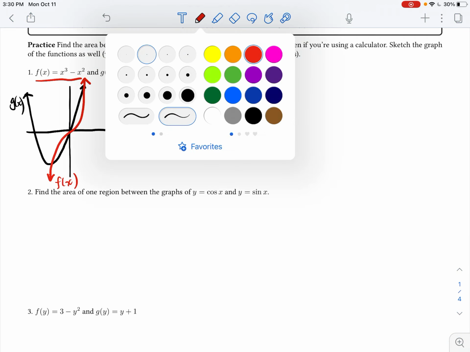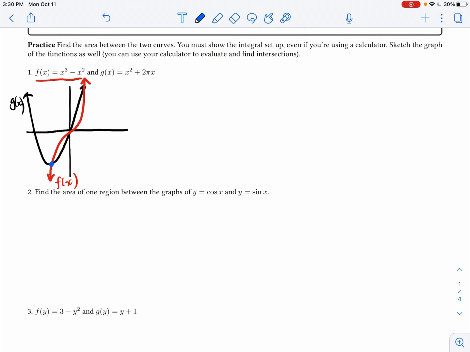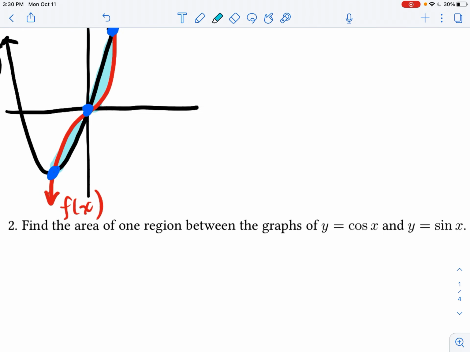So we see that these two functions actually are going to intersect at three different points. I think I may have mistakenly said two earlier. So what we're going to see is this region here and this region here. Those are the two areas that we want to find, and we want to add them up. So let's start with the first one. Let me zoom in on this first one here.